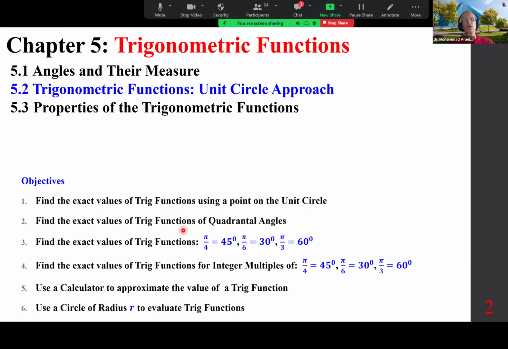We're going to find the exact values of quadrantal angles, exact values of trig functions for pi over 4 or 45 degrees, pi over 6 or 30 degrees, pi over 3 or 60 degrees. Find the exact value of trig functions for integer multiples of those angles. Use a calculator to approximate the value of a trig function. Use a circle of radius r to evaluate trig functions.